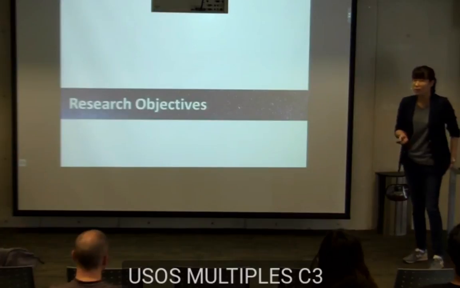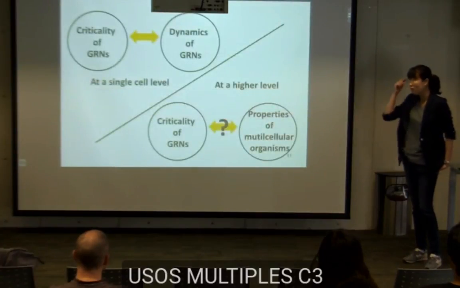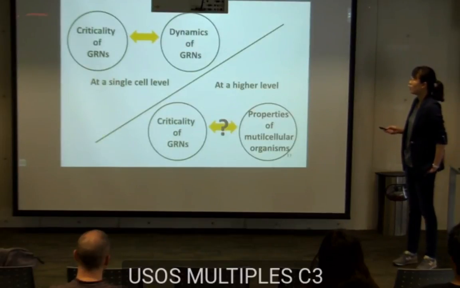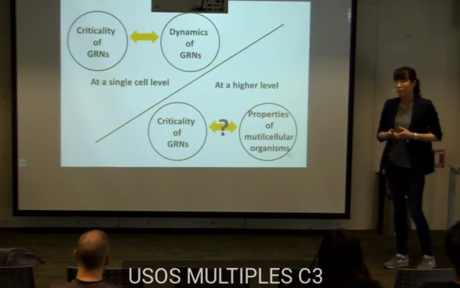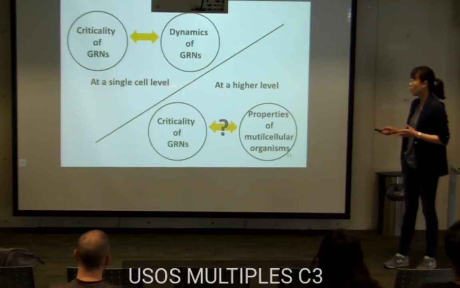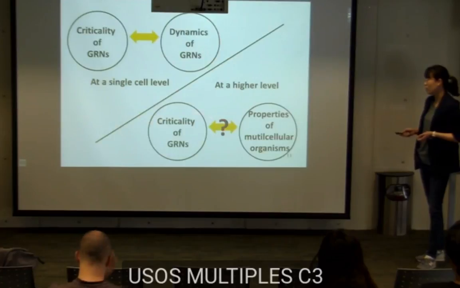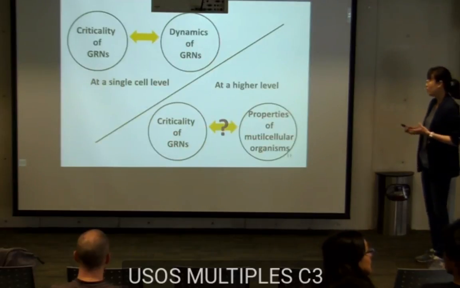Let me talk about my studies. The relationship between criticality of gene regulatory networks and dynamics of gene regulatory networks was actively studied at a single cell level. However, the relationship between criticality of gene regulatory networks and properties of multicellular organisms has not been fully understood yet.